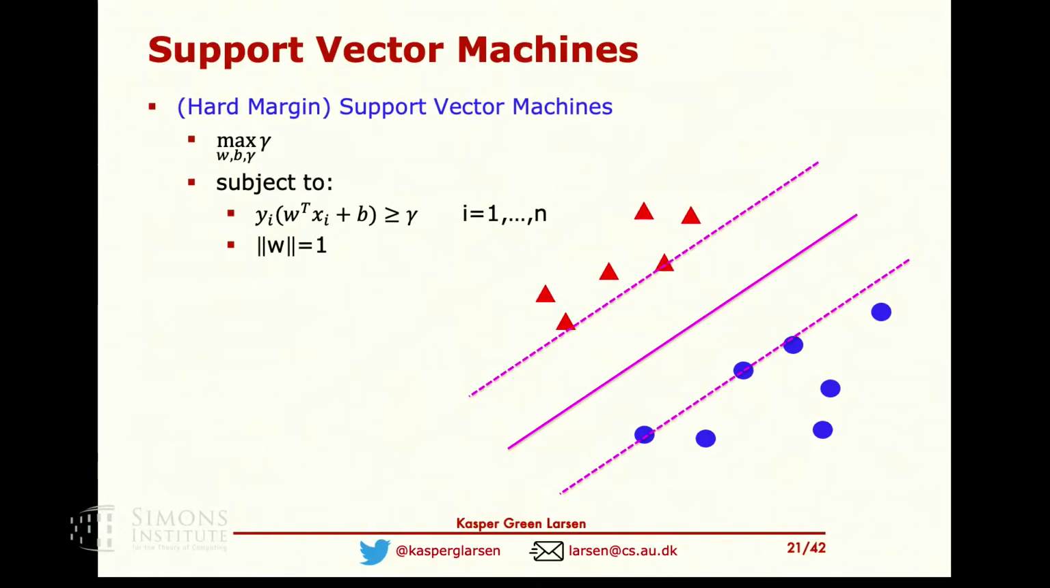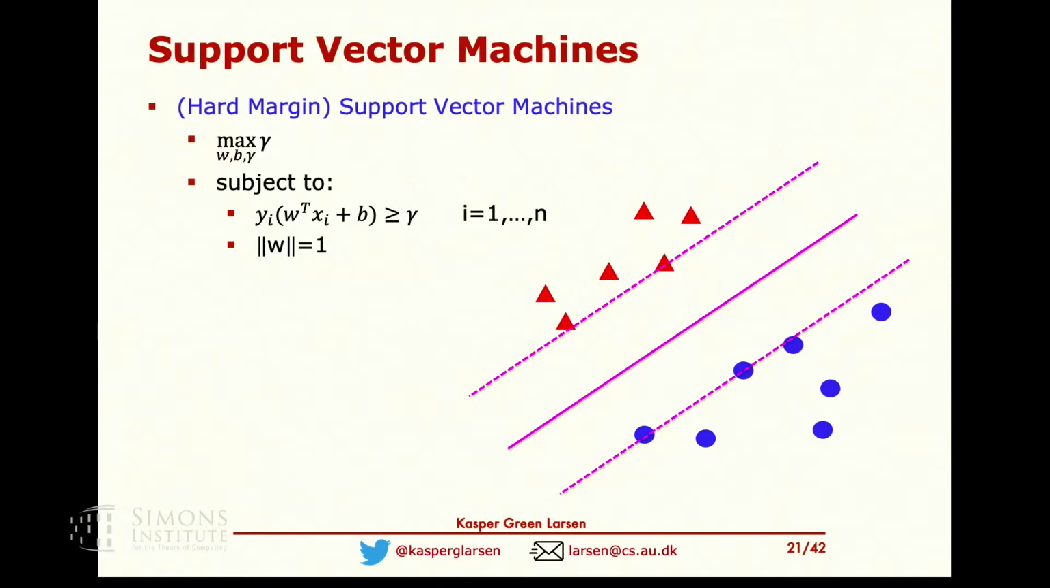And that is basically the simplest version of support vector machines: just solving this optimization problem, maximize over the choice of W, B and margin gamma. You have a constraint that says all the margins should be at least gamma, and let's say you insist on the norm of W being 1.